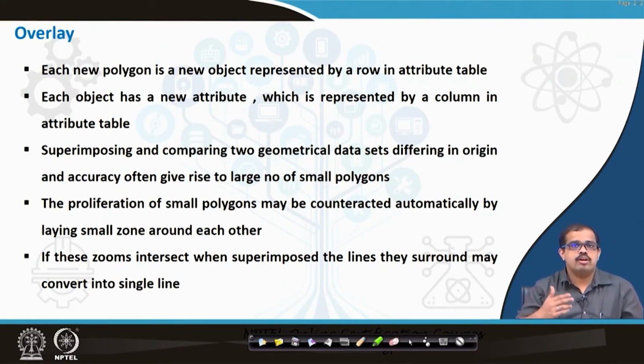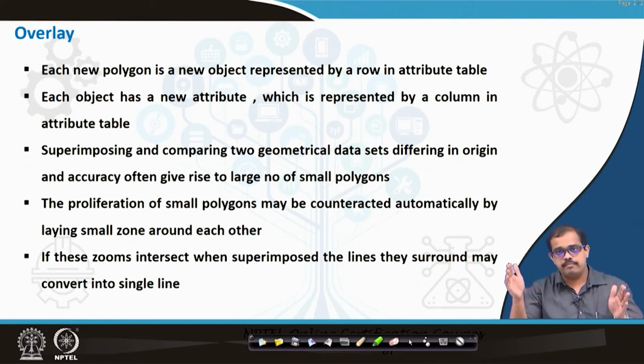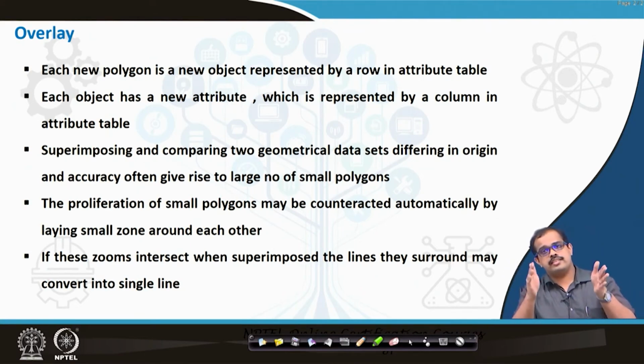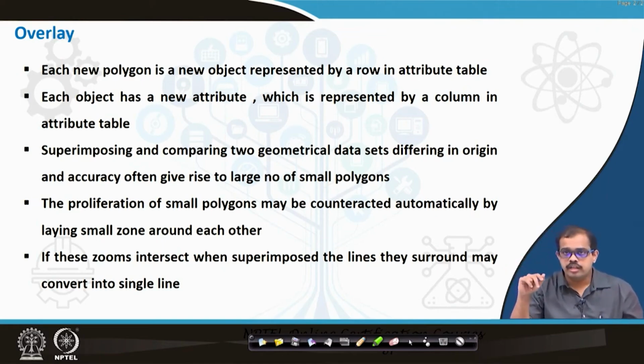Superimposing or comparing two geometrical sets differing in origin and accuracy may give you an error. For example, what I mean to say here is, you have created a map belonging to, let us say, city X, and the coordinate system, the datum, or the geographical quantities that you have used differ from the second image. Then you will not be able to give out information that is true in a real sense.